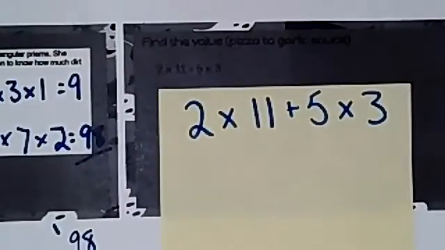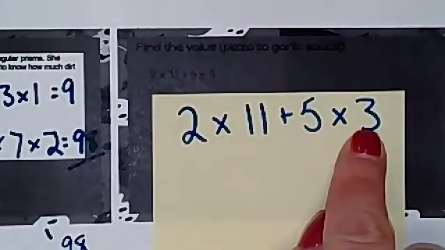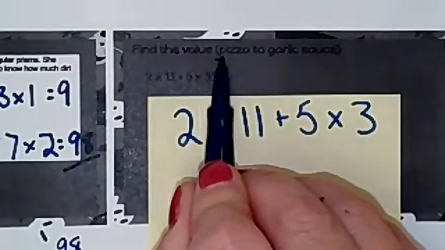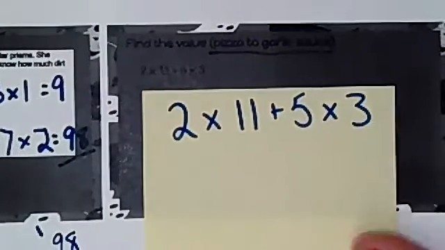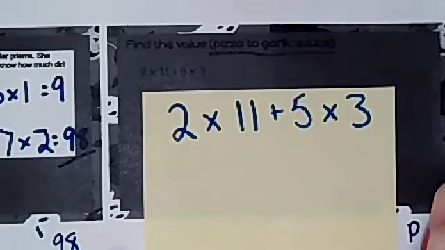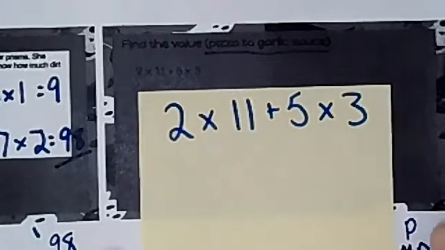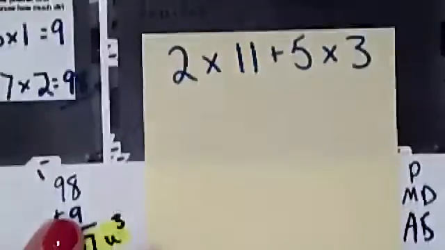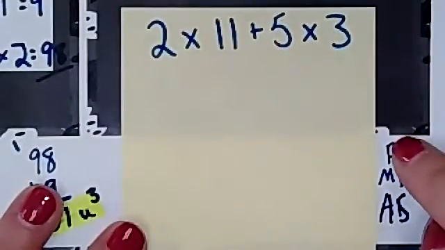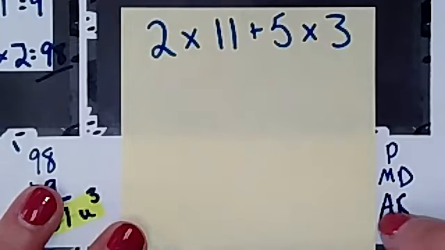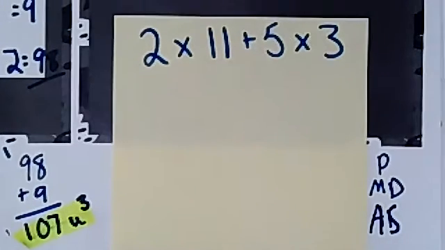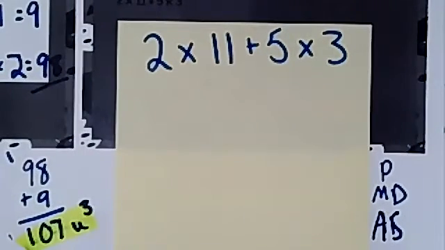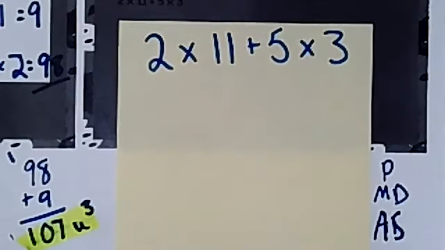All right, so this is order of operations. That's why I put on here pizza to garlic sauce. So in order of operations, you have to do the parentheses first, then multiplication and division, then addition and subtraction, whichever one comes first. All right, so what is going to be done first in this problem? Janie, what am I going to do first?